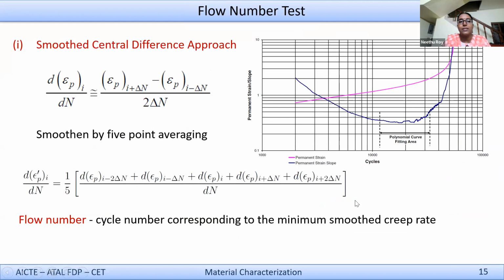Let us see the first one. This is like a smoothened approach. What you do is that you find the rate of change of this strain.